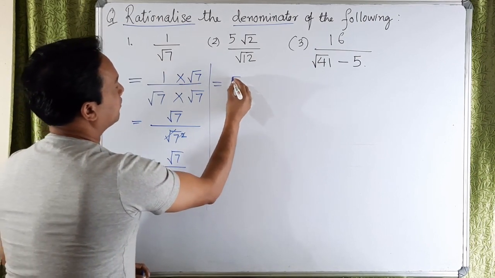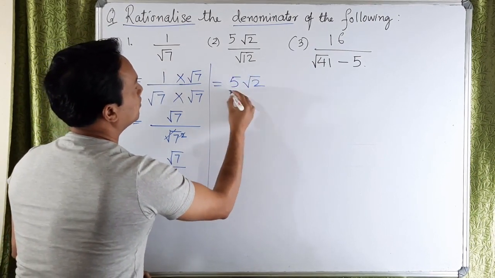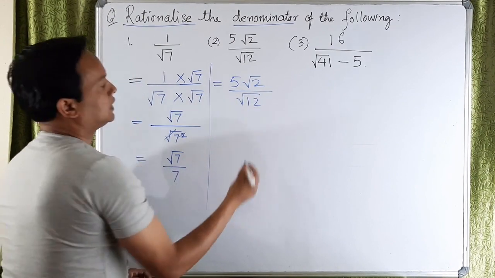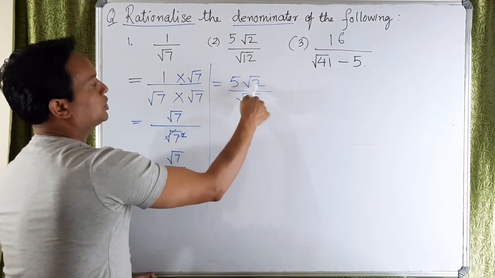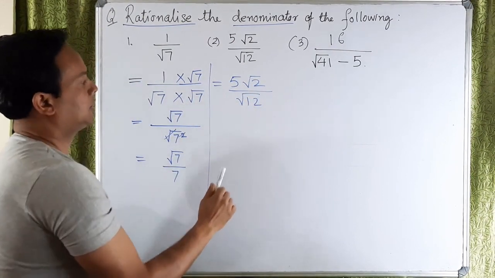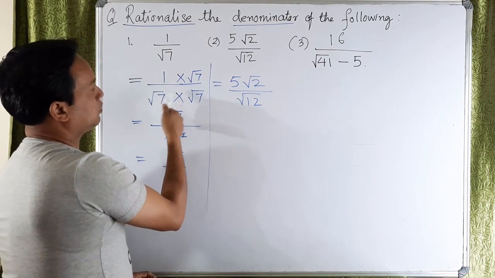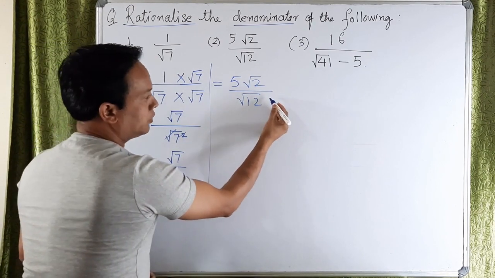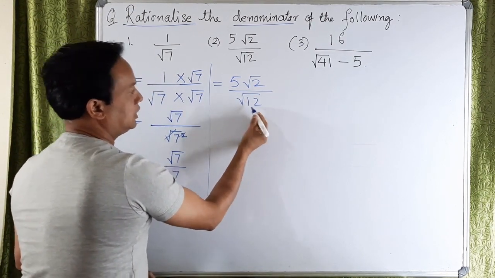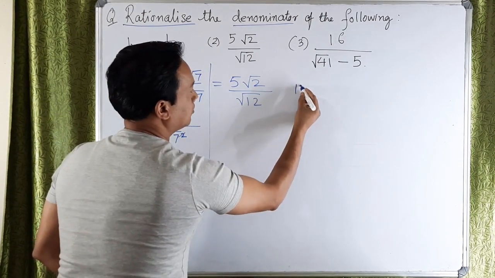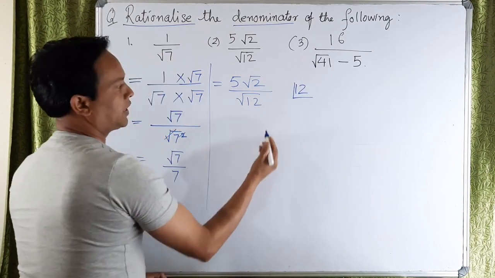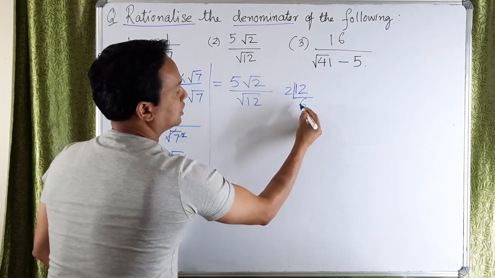Here, we have 5 root 2 by root 12. Now, we don't have to worry about this number. We have to look at the denominator. Now, the denominator has root 12. In the first question, it was root 7, and we multiplied with another root 7. Here, instead of multiplying directly with root 12, since it's a big number, let's see if we can simplify it further. 2 6s are 12.